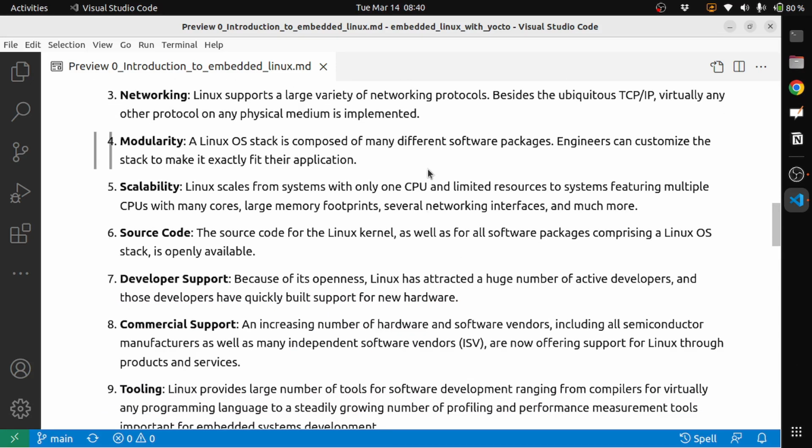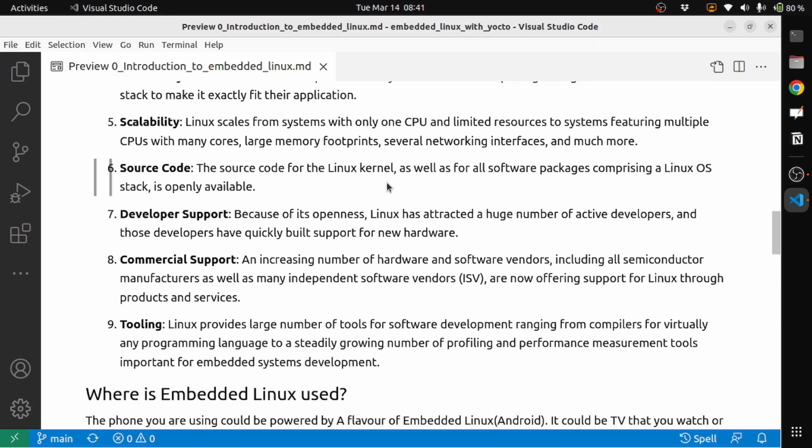Also, Linux provides modularity. A Linux OS stack is composed of many different software packages, so engineers can customize the stack to make it exactly fit their applications. What it means here is, for an embedded system, you don't need everything that Linux offers. Embedded systems are targeted to a specific application, and you can have the modules or stacks which are required for your application. The next thing is scalability. Linux scales from systems with only one CPU and limited resources to systems featuring multiple CPUs with many cores, large memory footprints, several networking interfaces, and much more.